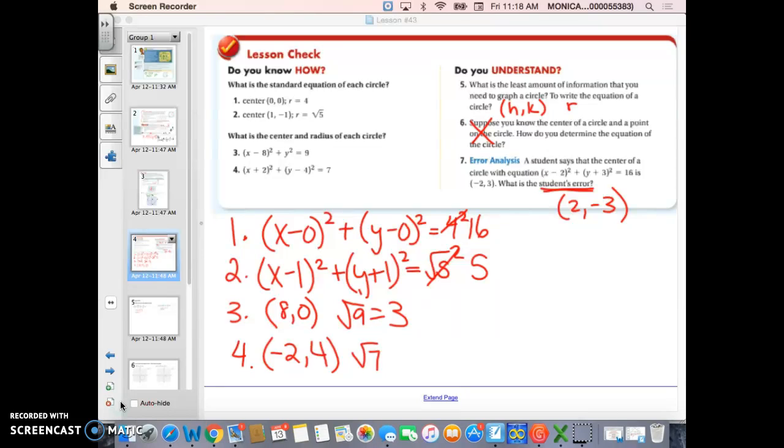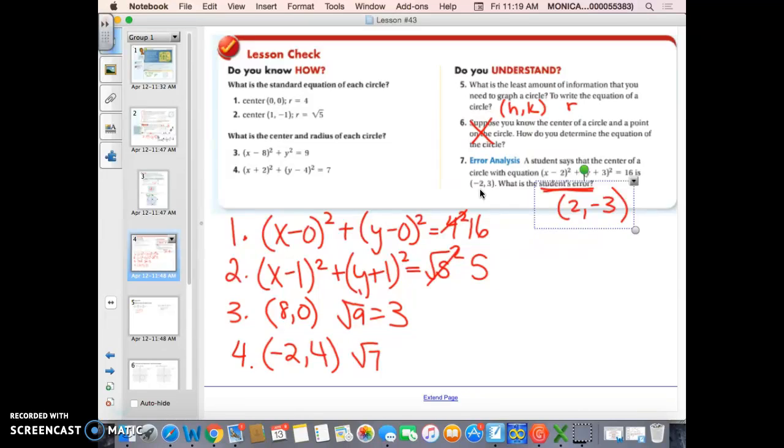Some other interesting problems were number 5 and number 7. If you want to graph a circle, you have to have the center and the radius. And for number 7, it says the student says that the center of a circle was at negative 2, 3. This is a very common error. Please note that if it was negative in the formula, it's going to come out positive, and a positive number in the formula is going to come out negative. So those were his errors.